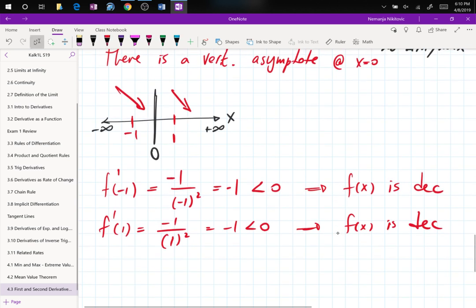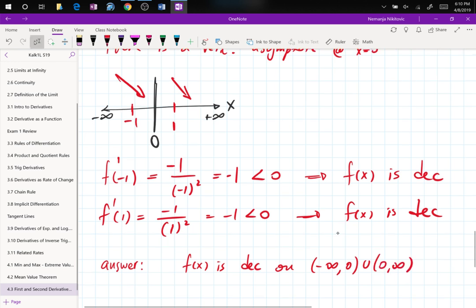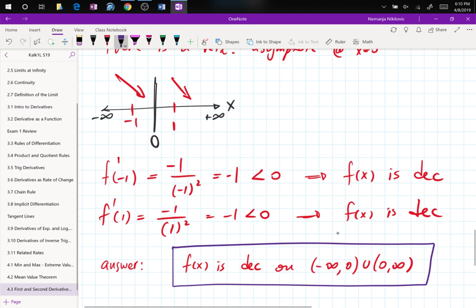And answer, because you might want your points, you will say f of x is decreasing on negative infinity to 0, union 0 to positive infinity, right? We have to break it at 0 because of the vertical asymptote. And that's the answer. No min, no max, no critical points.